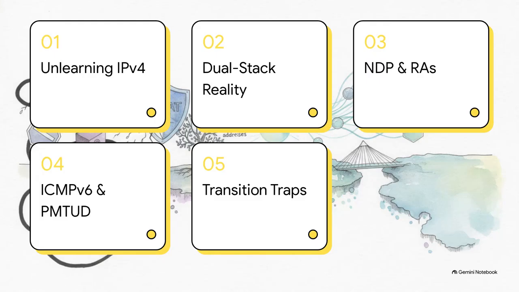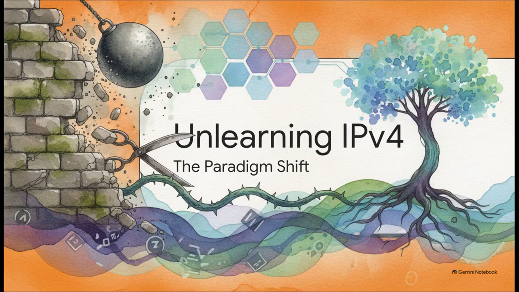Here's a quick look at our agenda for today. First, we'll talk about unlearning IPv4. Then we dive into the dual-stack reality, followed by connecting with NDP and RAs. Next up is ICMPv6 and PMTUD, and we'll wrap things up by navigating transition traps and laying out some golden rules. All right, Section 1, Unlearning IPv4, the paradigm shift.